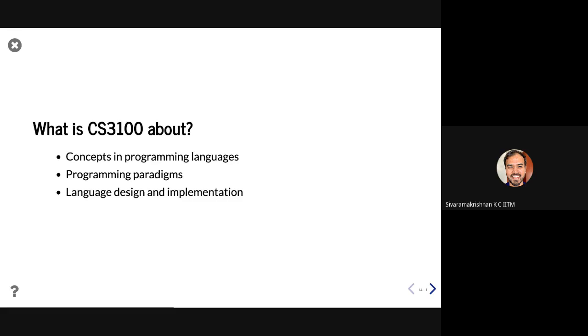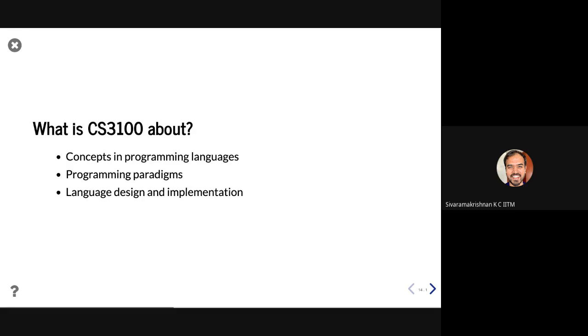So what do we actually teach in this course? We teach a couple of things. We will see high-level concepts in programming languages. We will also see programming paradigms. There are different ways to express the same problem, right? Some problems are expressed better in one paradigm. And we will see what those paradigms are, how to identify a particular problem, and choose which paradigm to apply. Right, that is what I mean by programming paradigms. And we will also see some details about language design and implementation.